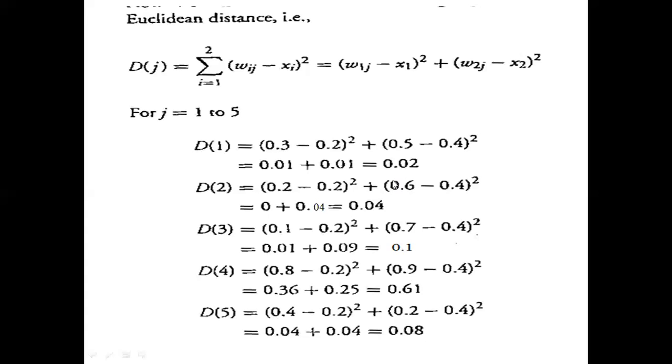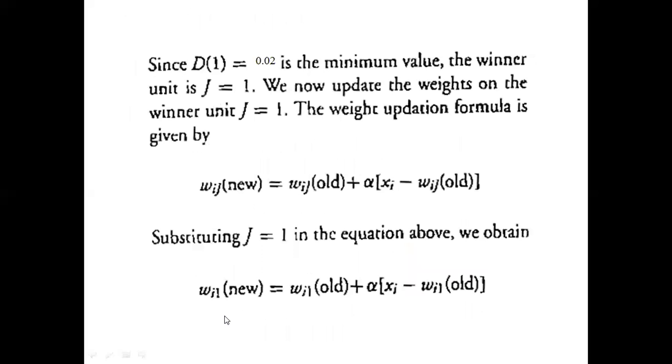And for d5, this is w15 and w25. Therefore, the w15 value is 0.4 and the w25 value is 0.2. So 0.4 minus 0.2 whole square plus 0.2 minus 0.4 whole square. So ultimately the value will become 0.08. Okay, so we have calculated d1, d2, d3, d4, and d5.